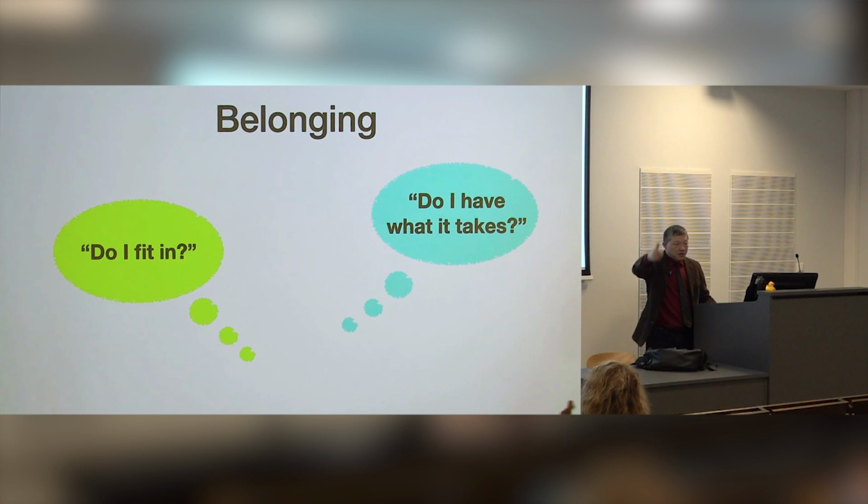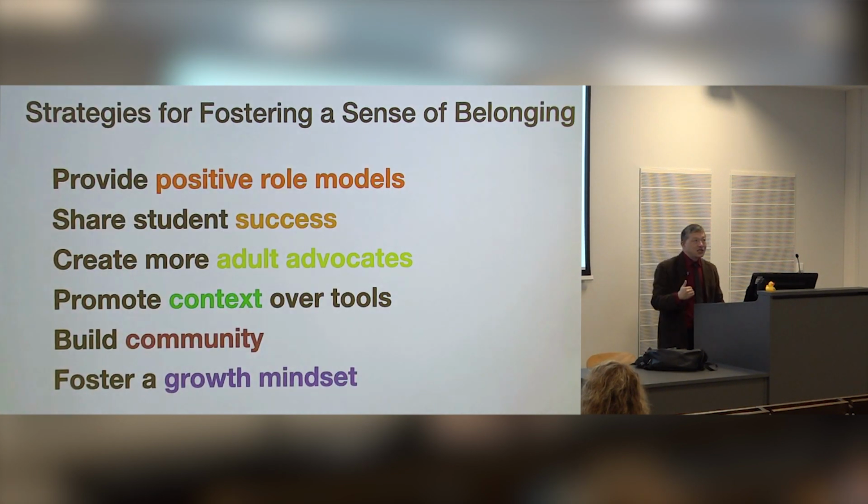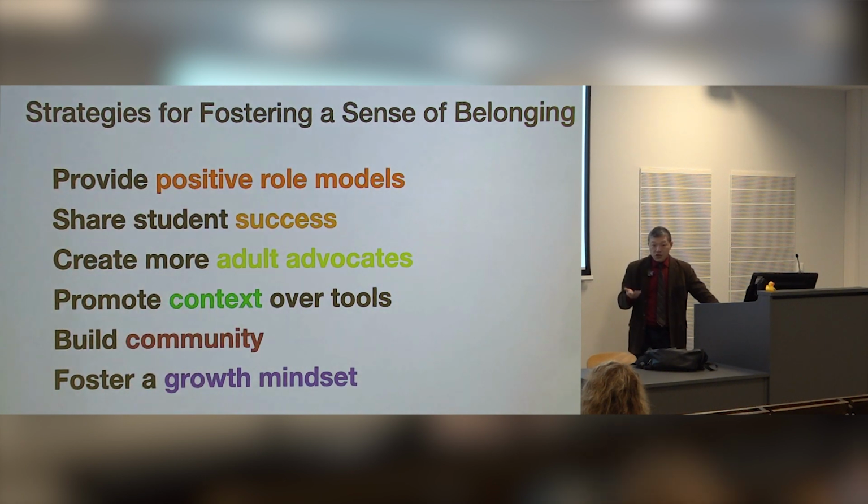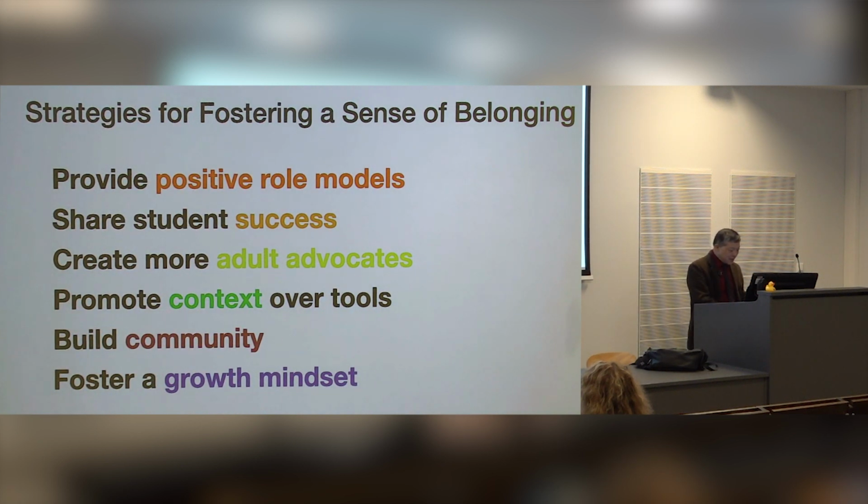Next time, in the next session, I'm going to talk about these strategies, but basically this is what the research and our own experience has shown. If we want to encourage more girls and minorities to take CS, these are the strategies. Positive role models, showcasing student success, educating the adults in the community about what computer science is, emphasizing context over tools, finding ways to build community, and then fostering a growth mindset. So those are the main strategies that we have found actually work.